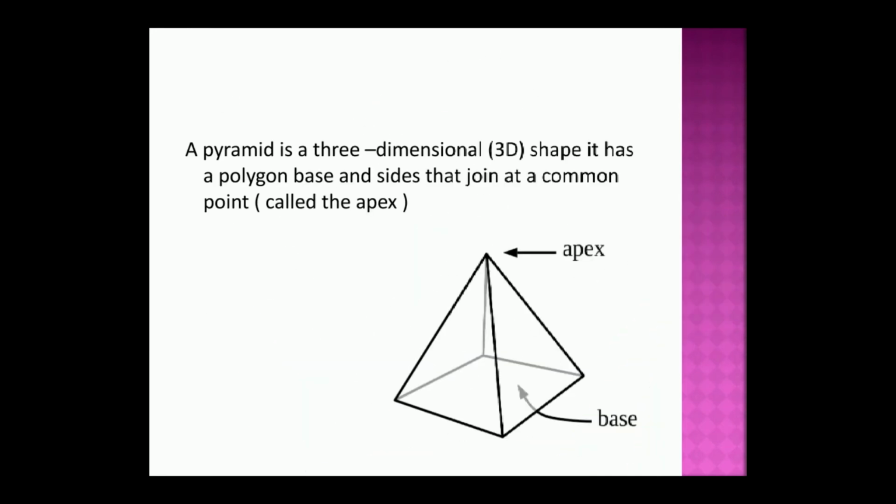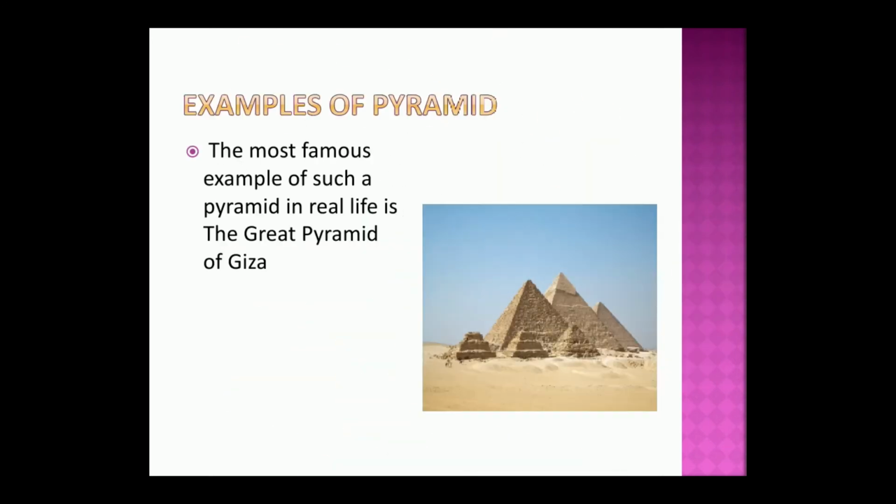A pyramid is a three-dimensional shape or a 3D shape. It has a polygon base and sides that join at a common point, which is called the apex. It is also known as the vertex. The most famous example of such a pyramid in real life is the Great Pyramid of Giza, as you can see in the figure. It is situated in Egypt.